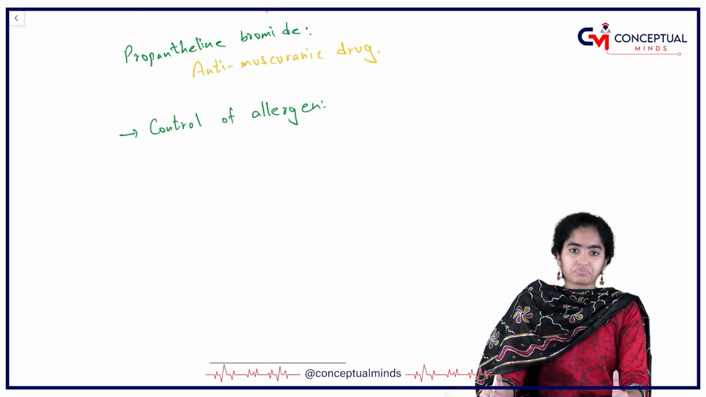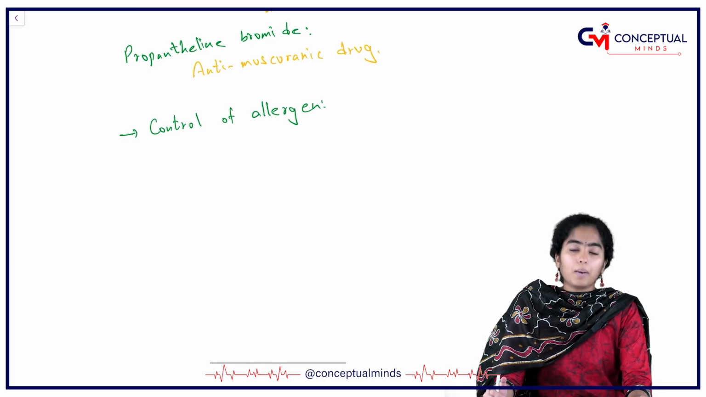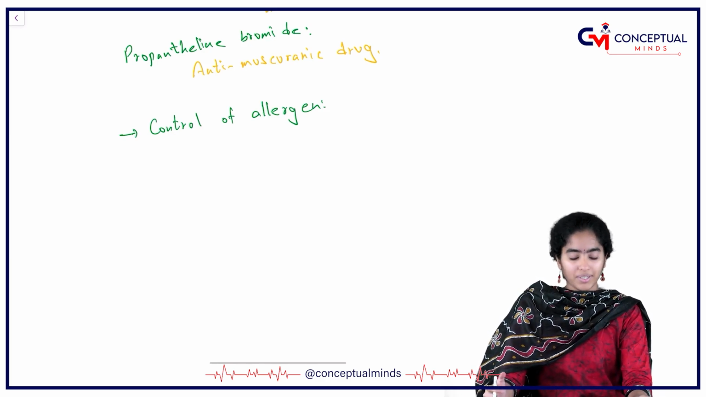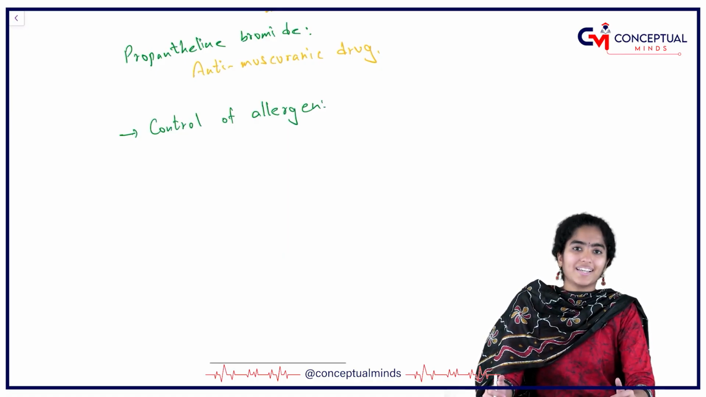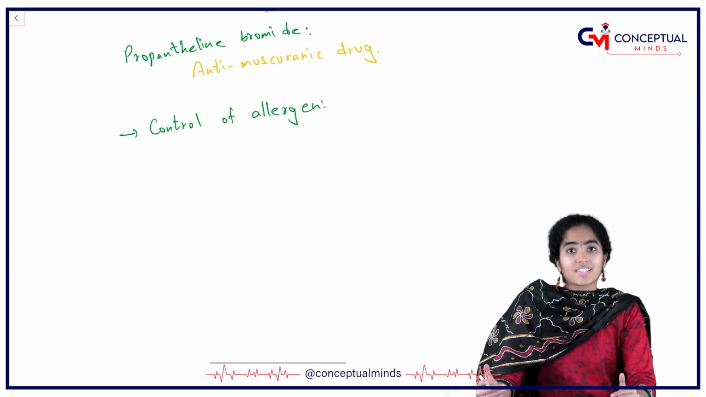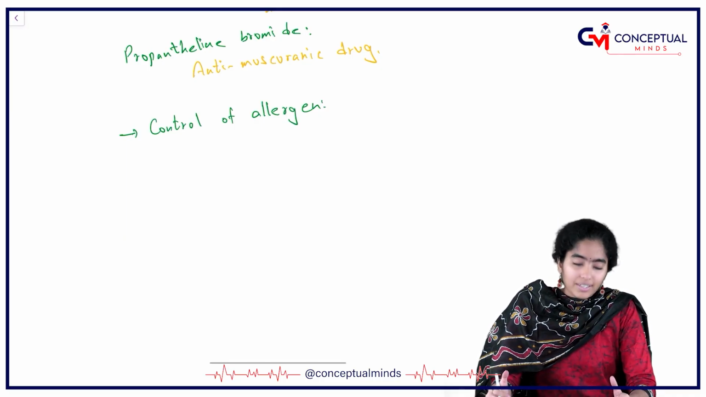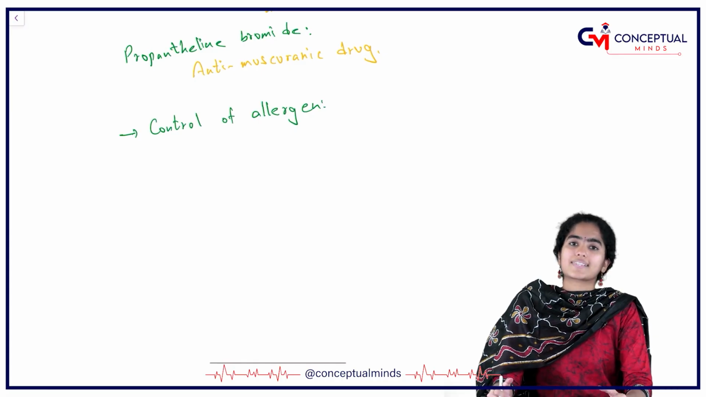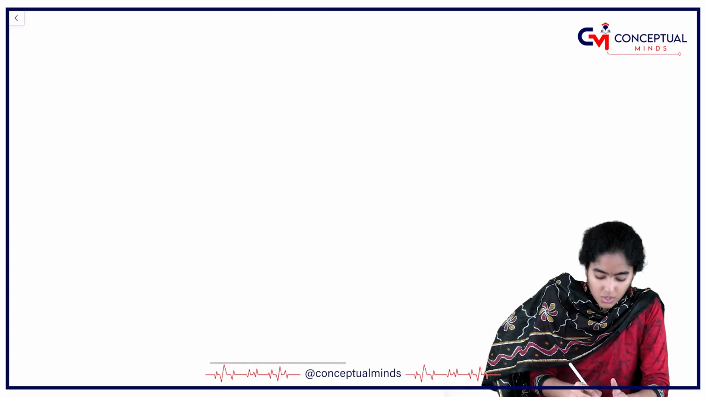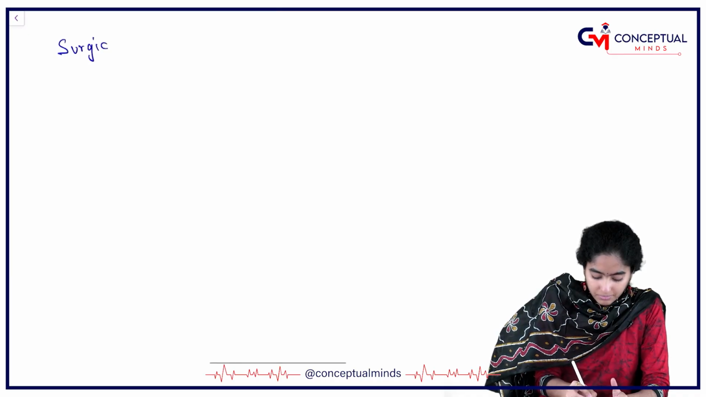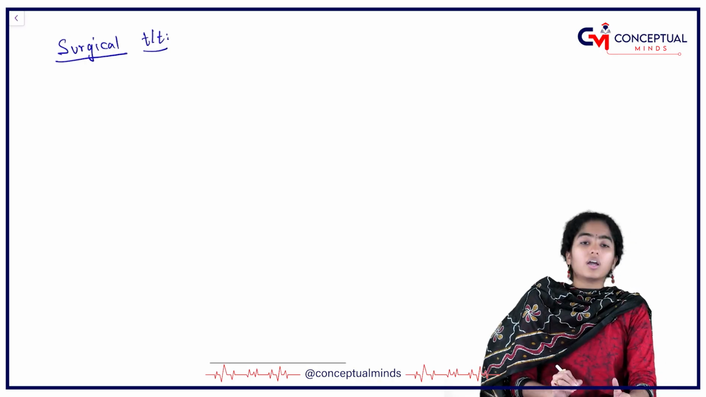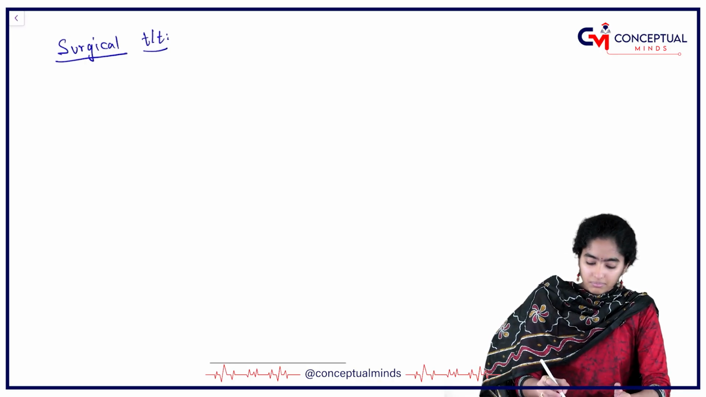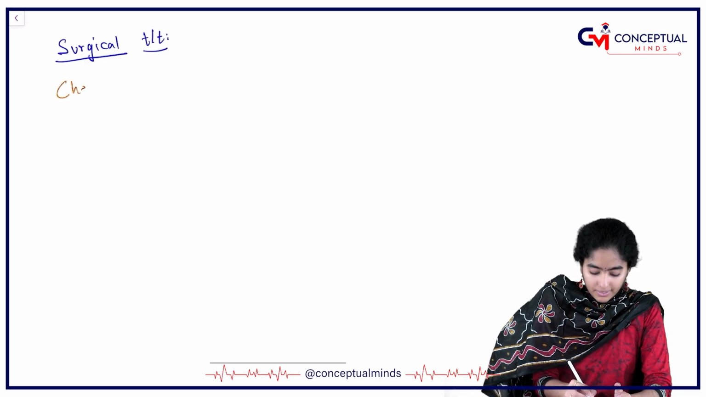Along with these, there are some other modes of treatment also, such as a Meniere's device and even surgical treatments. So when all this medical therapy fails, then we go for surgical treatment. So in surgical treatment, we have something called chemical labyrinthectomy.